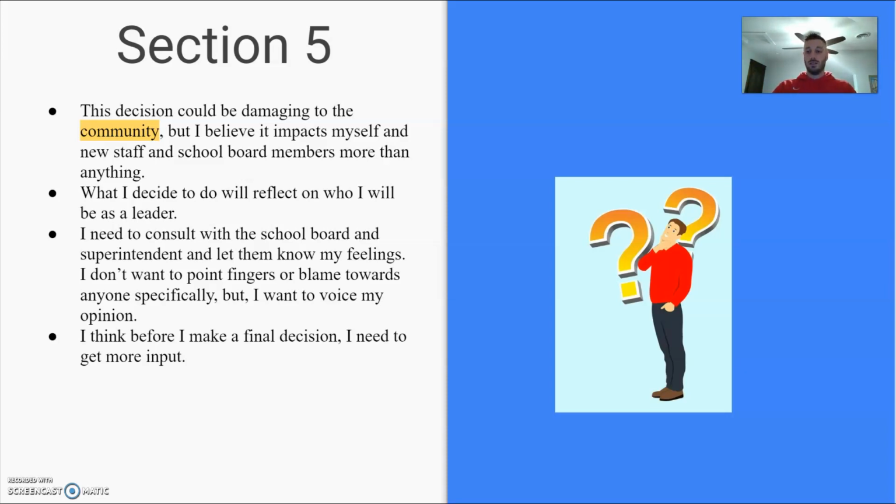It could also affect the teachers. So if this organization is wanting to somehow evaluate teachers and judge them on their performances, it could really affect them. What I decide to do will reflect on who I will be as a leader. I need to consult with the school board and superintendent and let them know my feelings. I don't want to point fingers or blame anyone, but I want to voice my opinion.